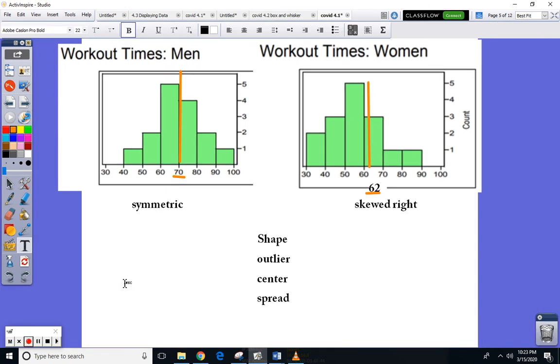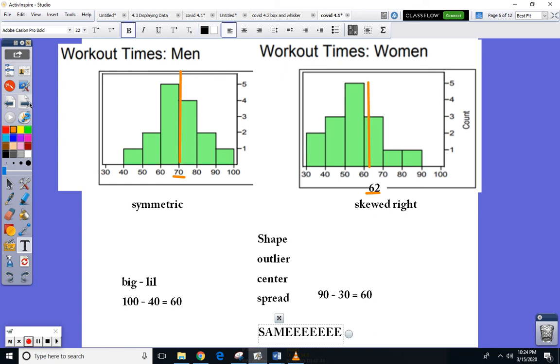And then finally spread. Spread is big minus the little. So the biggest it goes is 100 minus 40, which equals 60. And then over here for spread, we're going to have the biggest, 90, minus the smallest, 30. And that also equals 60. So the spread is actually the same on both of them.